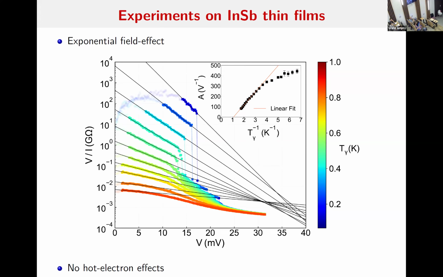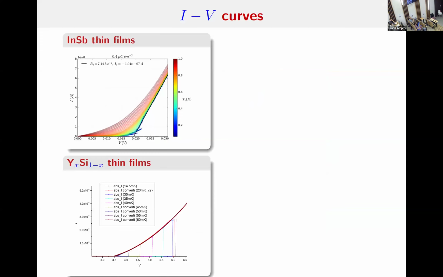Another nice thing is that if you plot the slope of these straight lines, as done here, you see that they follow an extremely nice straight line as predicted by the theory. So everything fits very well within this field effect theory. The other reason why these jumps are not a hot electron effect is the following.